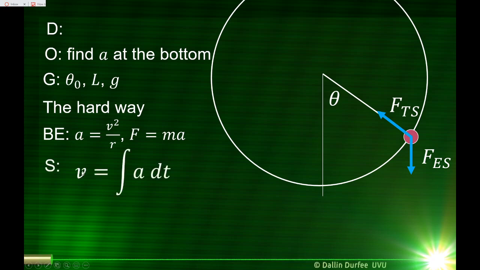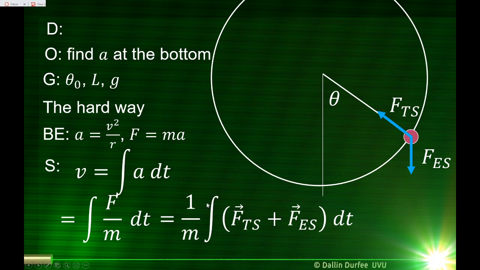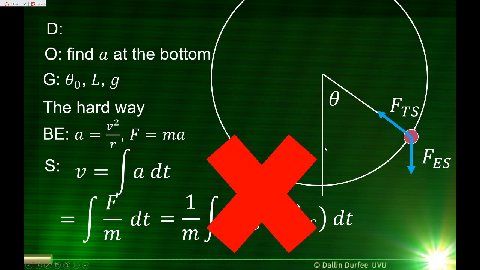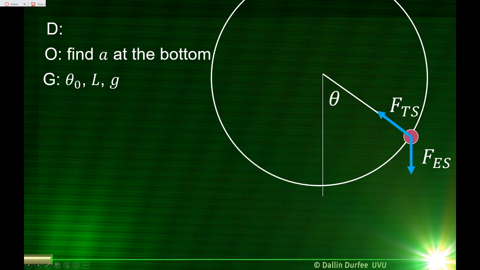Well, for my symbolic solution, I'm going to say velocity is the integral of acceleration with respect to time, and acceleration is force divided by mass. The 1 over mass comes out, and then the force is the force of the tension on the swing plus the force of the earth on the swing, and so on. This is looking ugly. We're reaching the same problems we had with the spring, maybe worse. So let's give up on the hard way, and let's use the work-energy theorem.